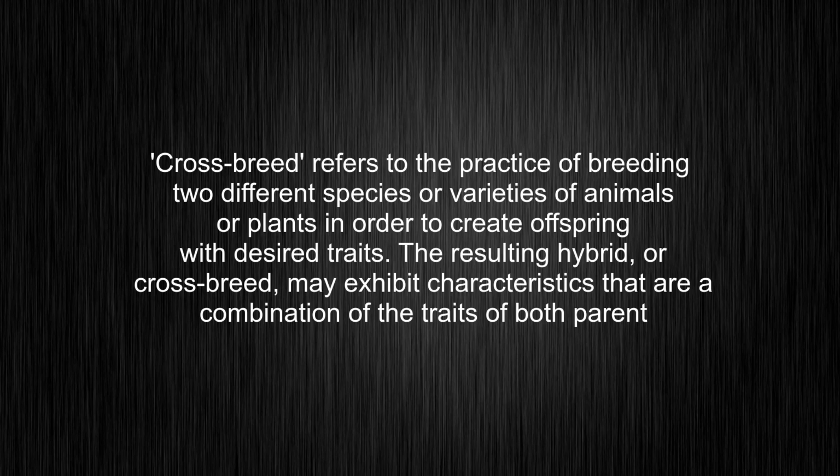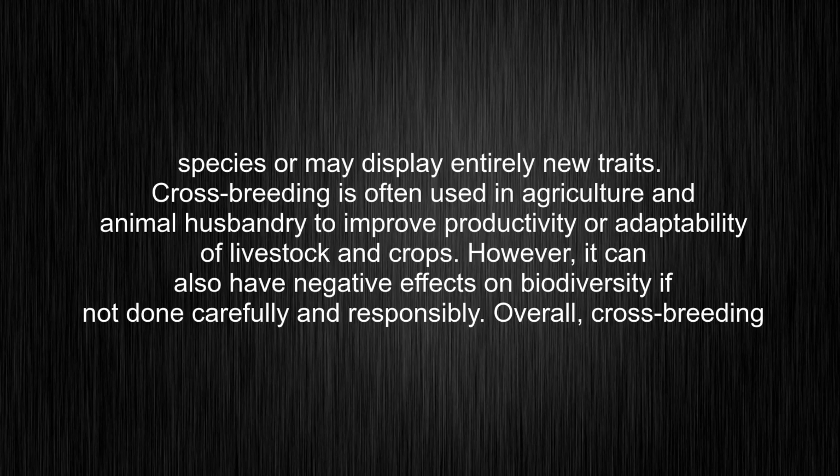Crossbreed refers to the practice of breeding two different species or varieties of animals or plants in order to create offspring with desired traits. The resulting hybrid, or crossbreed, may exhibit characteristics that are a combination of the traits of both parent species or may display entirely new traits. Crossbreeding is often used in agriculture and animal husbandry to improve productivity or adaptability of livestock and crops.